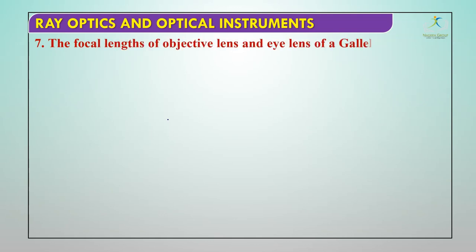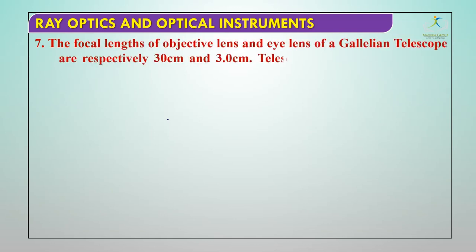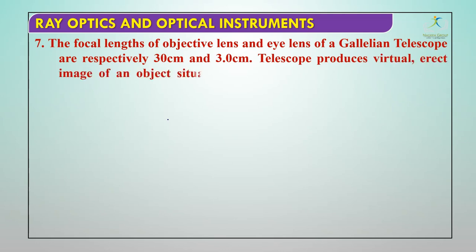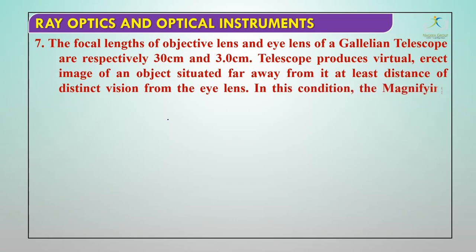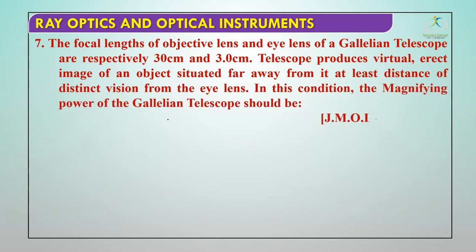Next question which we have: the focal lengths of the objective lens and eye lens of a Galilean telescope are respectively 30 cm and 3 cm. The telescope produces a virtual erect image of an object situated far away at the least distance of distinct vision from the eye lens. In this condition, the magnifying power of the Galilean telescope should be: first, plus 11.2; second, minus 11.2; third, minus 8.8; fourth, plus 8.8.